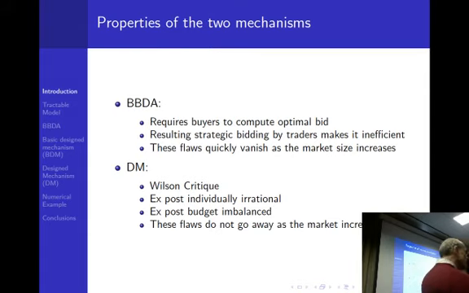And this is true in independent private values, it's true in correlated private values, and it appears to be true in interdependent correlated values. And for the design mechanism, the Wilson critique is going to apply. We're going to have ex post individual rationality, at least sometimes, depending on the underlying distribution. But it's always, under some cases, going to be ex post budget imbalance. And these flaws do not go away as the market increases in size.